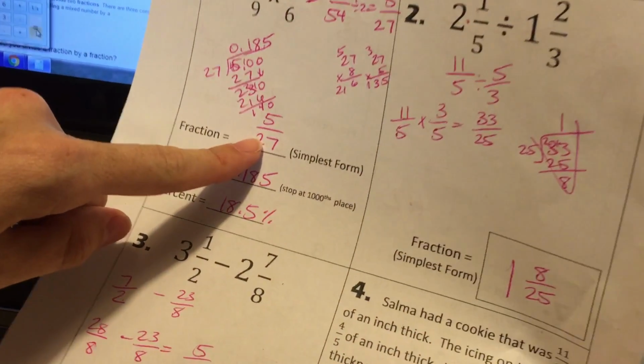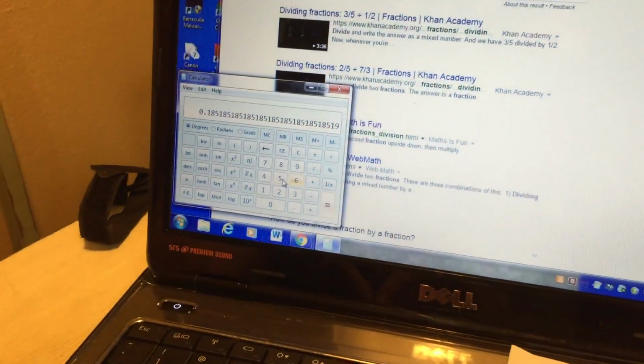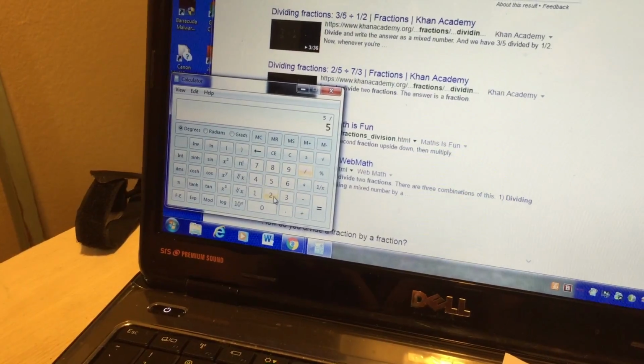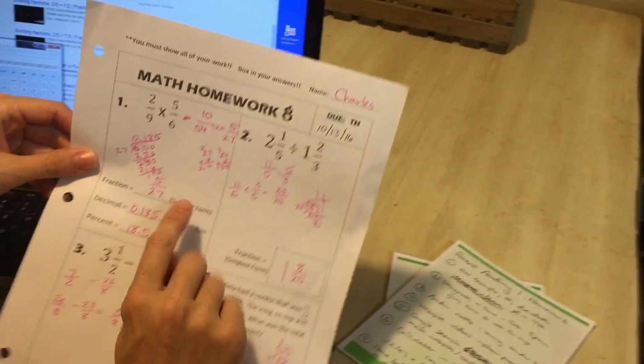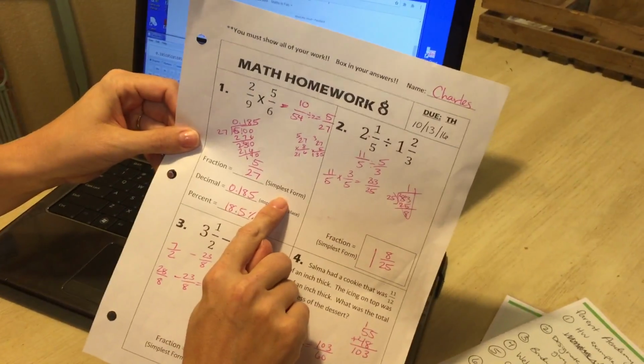So I can check this fraction. If I divide this fraction, I should get the same decimal. So let's see, 5 divided by 27 equals same decimal. So that way I would know that this answer is correct. They always want to make sure they put it in simplest form.